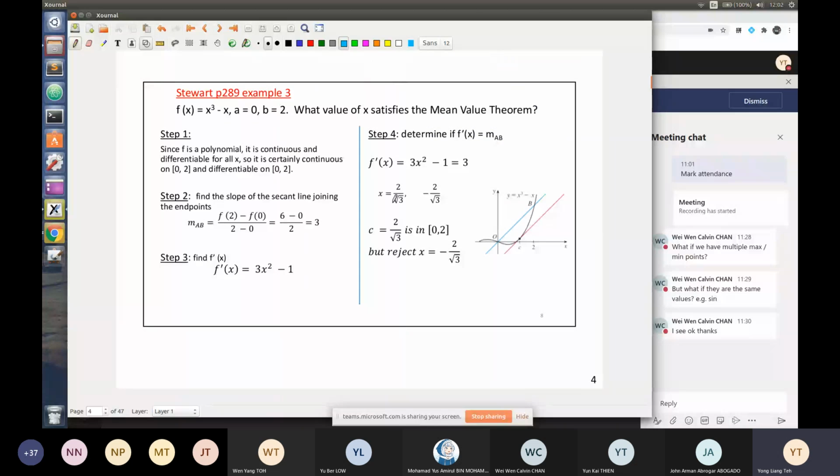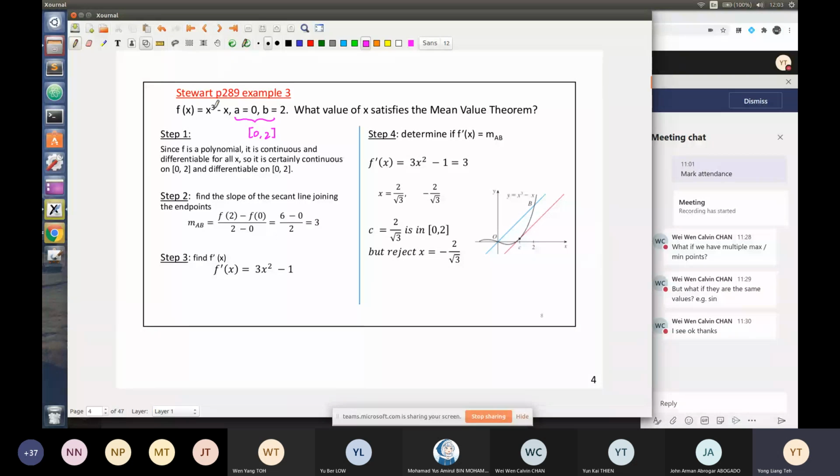So let's take a look at this example. We have this cubic function, where a equals 0 and b equals 2, so the interval is actually [0, 2]. Now we ask, what is the value of x that satisfies the MVT? Satisfying the MVT means the gradient of the secant line must be equivalent to the gradient of the tangent line. But before that, you have to check the conditions.